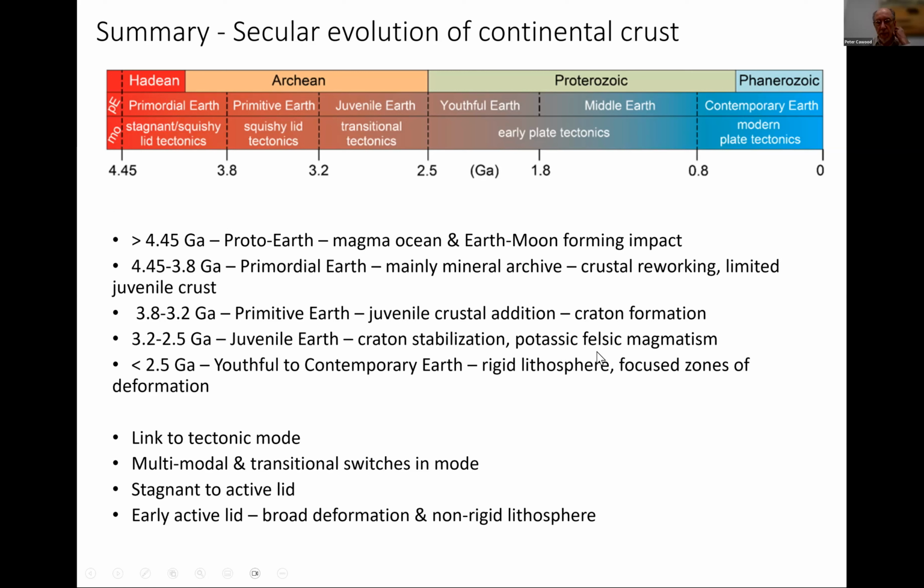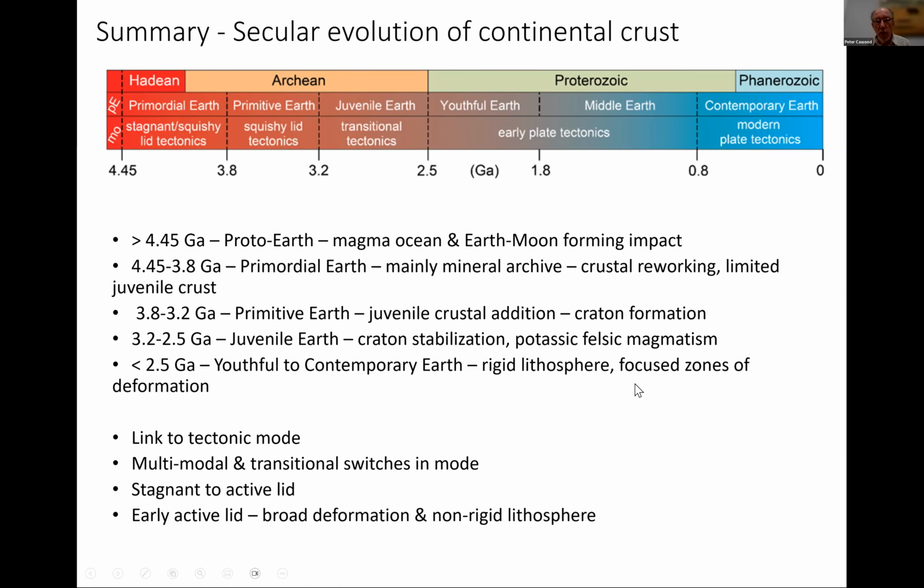It was the time for emplacement at the end of this of widespread regional dikes, of regional deformation across the craton, and subsidence of the craton and the development of sedimentary basins. So that really marks this subsequent post-Archean, Proterozoic and Phanerozoic history of rigid lithosphere and focus zones of deformation. So that's, I think, the significant changes.